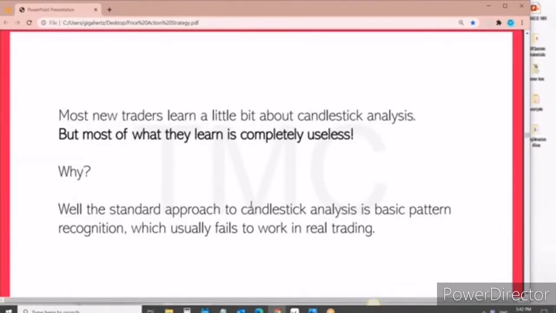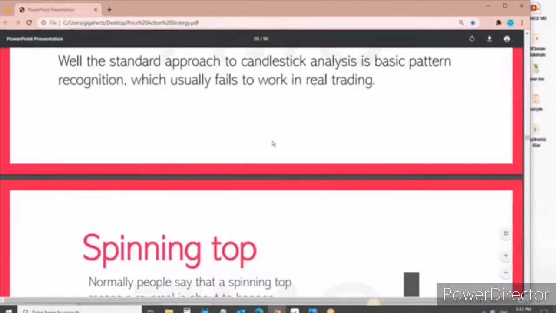So most new traders learn a little bit about candlestick analysis, but most of what they learn is completely useless. Why? Well, the standard approach to candlestick analysis is basic pattern recognition, which usually fails to work in real trading. Kapag gumamit ka kasi ng just plain candlestick lang, hilaw kulang. So, kailangan mo pang dagdagan. Kaya natin kinumbine yung candlesticks at saka yung price action or yung support and resistance.